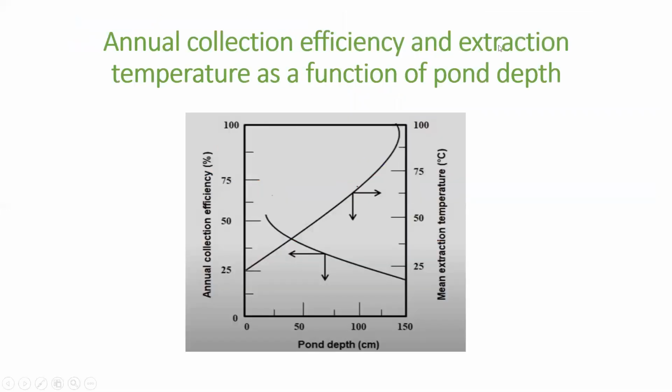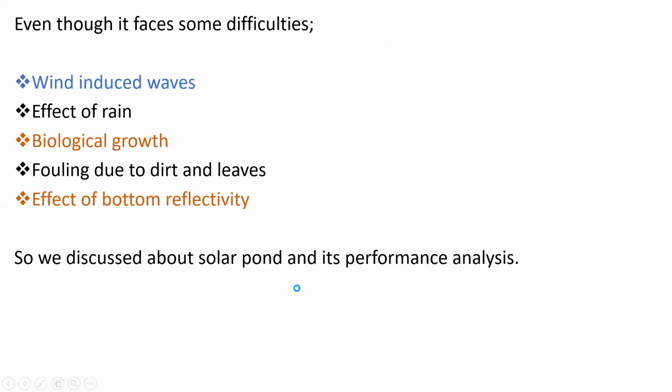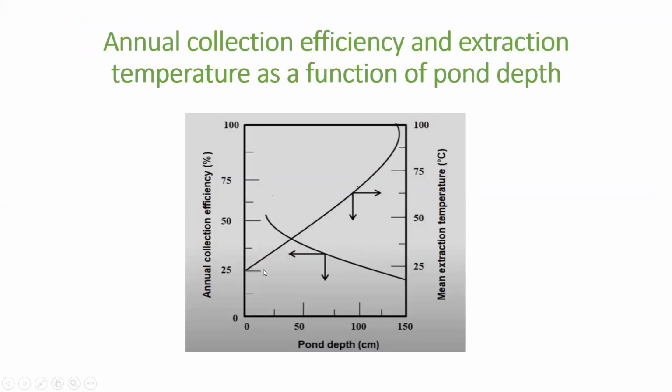The annual collection efficiency and extraction temperature are shown as a function of pond depth. The pond depth is here, and the annual collection efficiency is indicated here. When we increase the pond depth, the annual collection efficiency is higher, but the mean extraction temperature is higher at low pond depth.